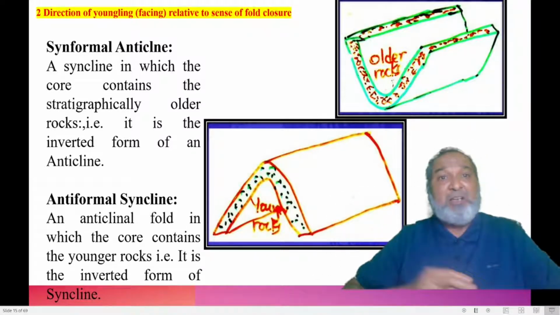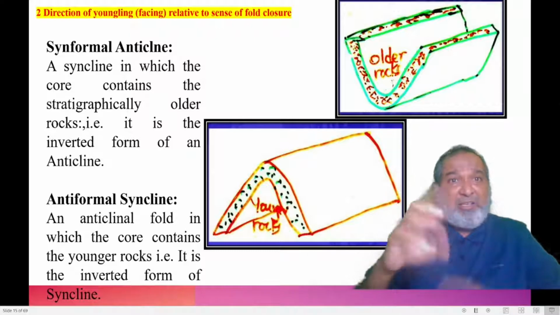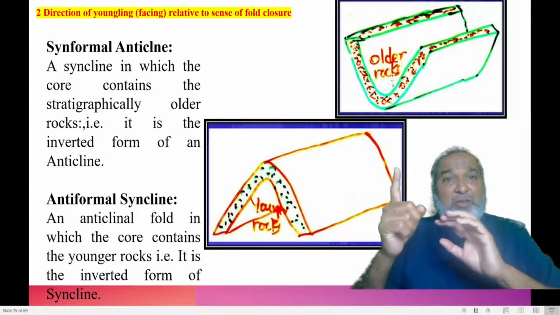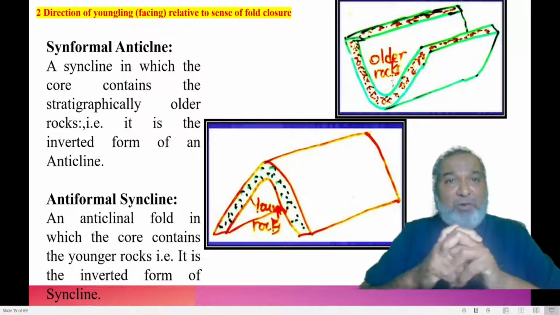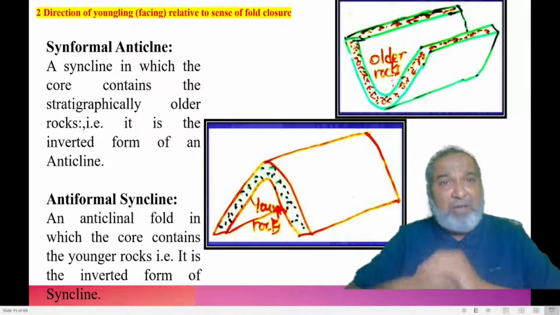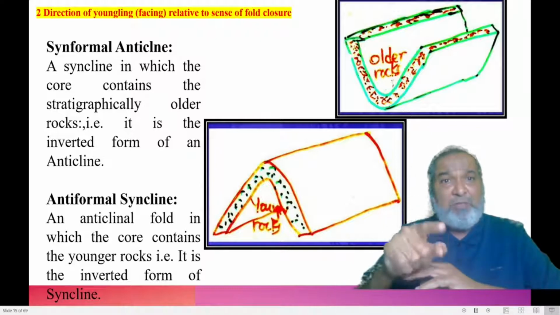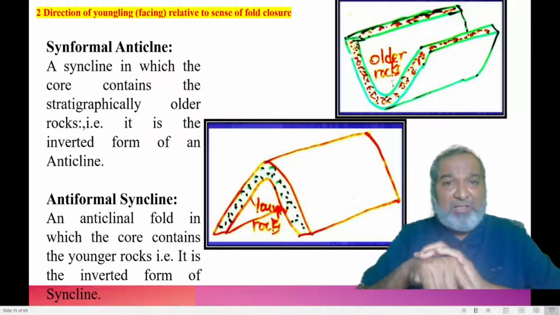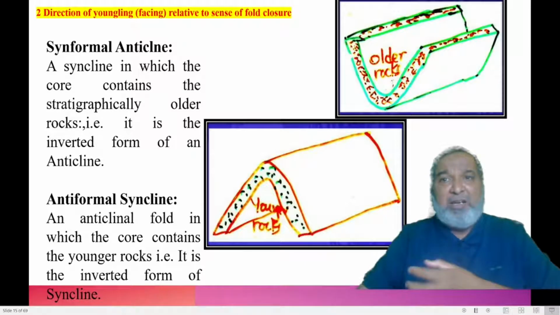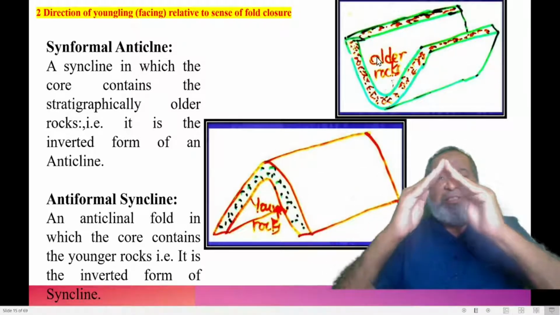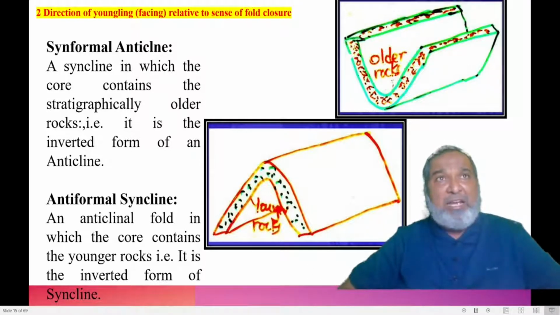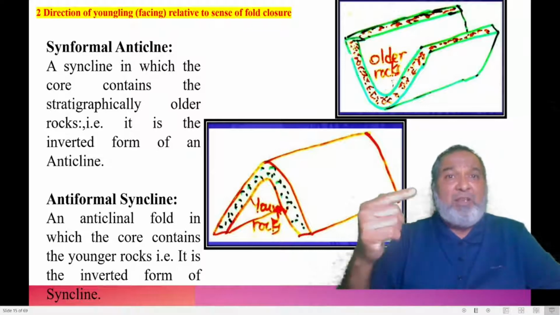Now see this interesting one, synformal anticline. Here the two words syncline and anticline are coming together. A syncline in which the core contains stratigraphically older rock. In a syncline, the center part will be the younger one. But in this case, what is happening? A syncline in which the core contains stratigraphically older rocks. It is an inverted form of an anticline. When the center part is the older rock, that is the anticline, and it has been reversed over here. It is completely inverted. It is the inverted form of anticline, then it is called synformal anticline.